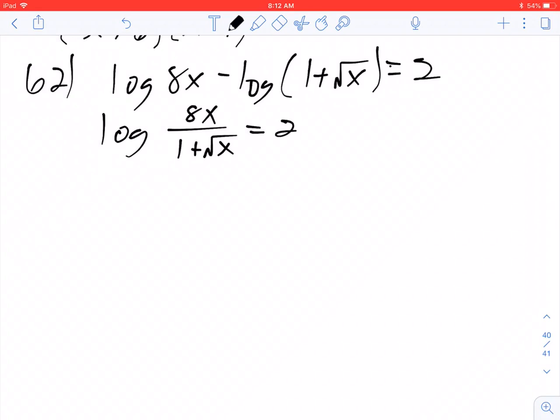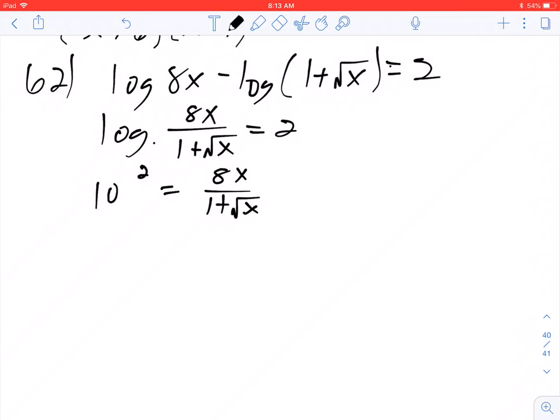equals 2. Now the next thing that we're going to do is take this from logarithmic form and put it into exponential form. Since the log doesn't have a base listed, it's base 10. And remember, it's going to be the base and then the other two parts switch. So it's 10 to the second equals 8x over 1 plus root x, like that.